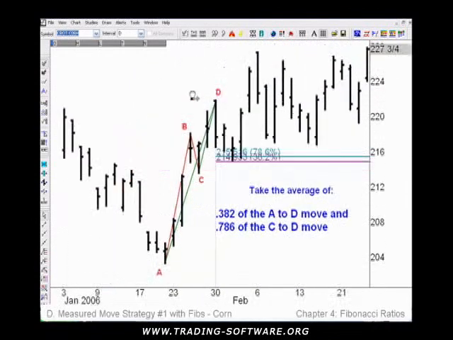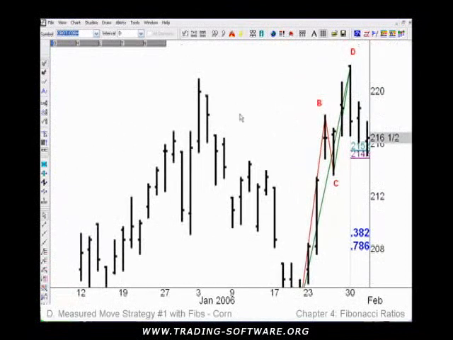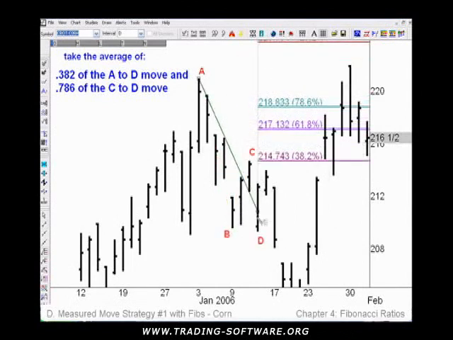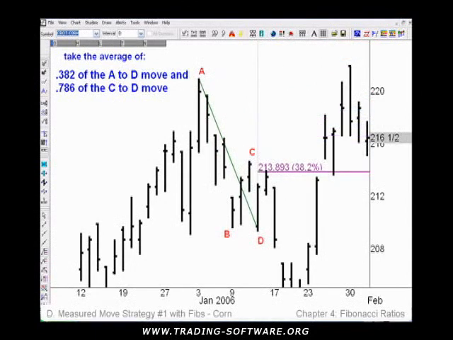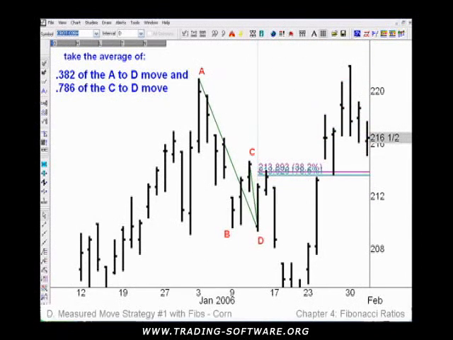Let's go back earlier to this part of corn when it was going down right around here. First, we'll identify the setup measured move. Okay, 38% of the AD move right here, and 78% of the CD move coming off of D. And the average of those two calculations is where that turnaround potential pivot bar's high would be.